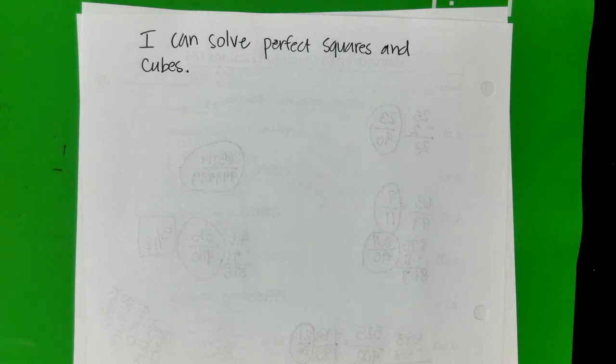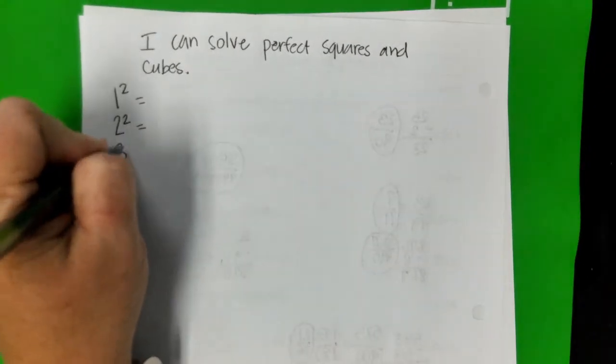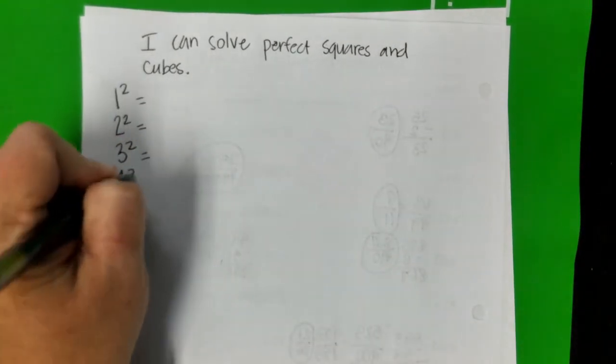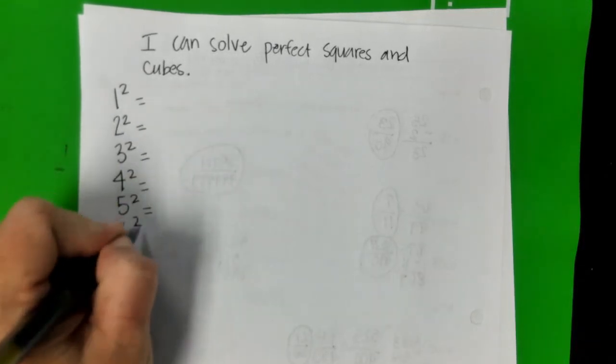Okay, perfect squares are numbers that multiply times themselves to give you another number. So, we're going to write the perfect squares through 20. And you are going to have to memorize these, but not for tomorrow's quiz.